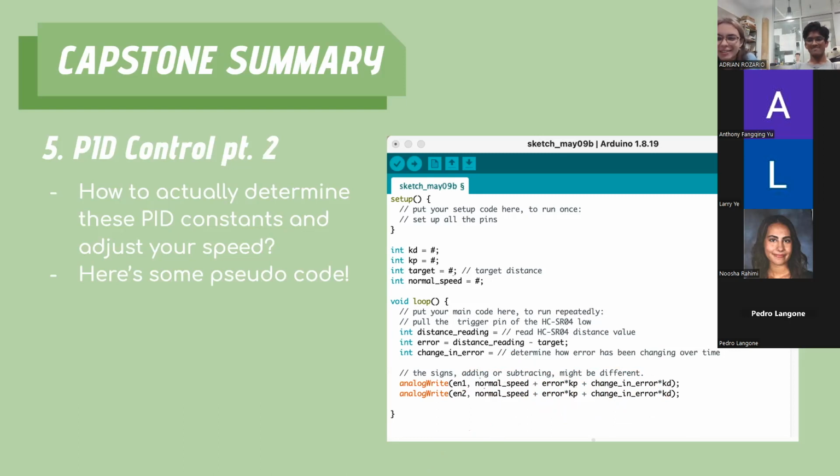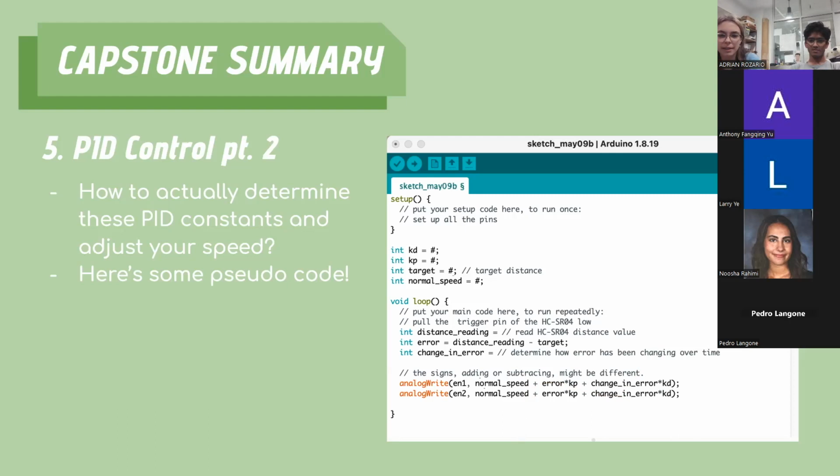Yeah, it's a derivative constant. And so we're not going to tell you exactly how to do it, or give you code for how to do it exactly, because we'd like you to figure that out. But for the derivative, you want to basically find the change in error and adjust the speed corresponding to that. I didn't write exactly how to do that, but you can figure it out. But this is essentially the very basics of how your code is going to look.